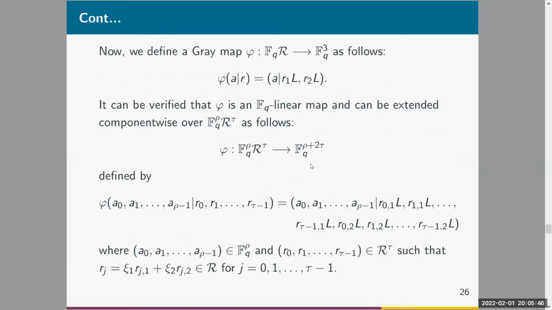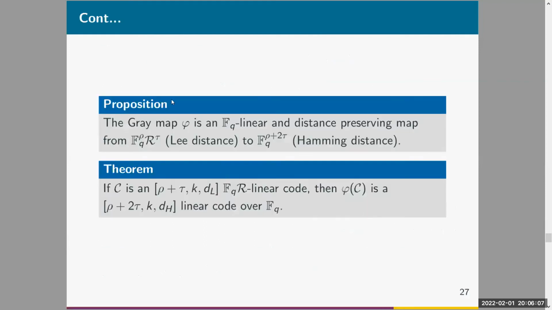We now define the Gray map for the mixed alphabet, that is phi from FqR to F2 as follows: phi of (a, r) is equal to (a, phi(r)). We can extend this map component-wise over the ring F2^rho R^tau. So this same phi is an F2 linear map, and it is distance preserving from F2^rho R^tau to F2^(rho plus tau). That is, it also preserves the Hamming distance.